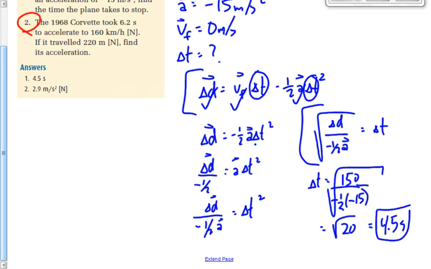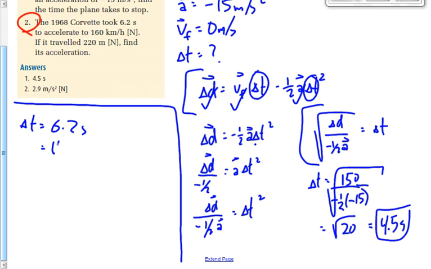Okay, let's take a look at number 2 here. This one says the 1968 Corvette took 6.2 seconds to accelerate to 160 kilometers per hour north. It's about 100 miles per hour. It's pretty good for 1968. That's 45 years ago. This car's going from 0 to 100 miles per hour in 6 seconds. Pretty good. We got a time here of 6.2 seconds.